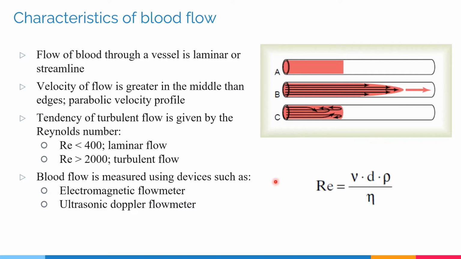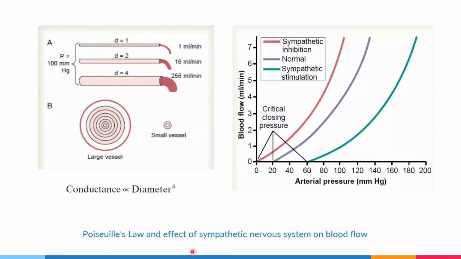The flow of blood is measured by devices which are known as flow meters, and there are two types. One is the electromagnetic flow meter, and the second is the ultrasonic Doppler flow meter. So this was about the characteristics of blood flow. Next, we move on to Poiseuille's law and the effect of the sympathetic nervous system on blood flow.